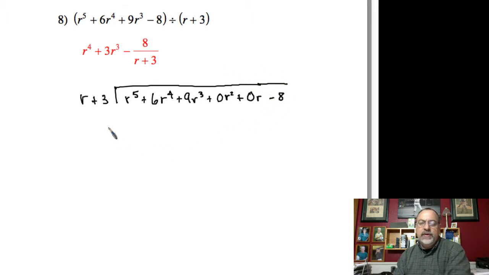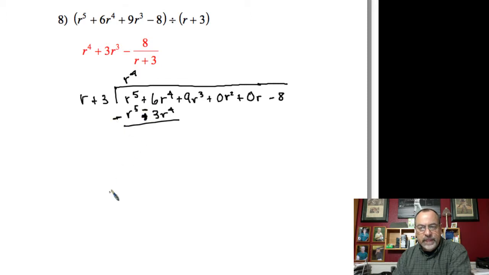So now that I have all my placeholders in place, I can go ahead and divide. So r goes into r to the 5th, r to the 4th. Again, notice this is 1 less than this one here. It's a connection we'll want to make when we're doing the next. So then we multiply those as 3r to the 4th. Remember to change the sign of both and add. So that's 0. 6 minus 3 is 3r to the 4th. We'll bring down the next number, 9r cubed.